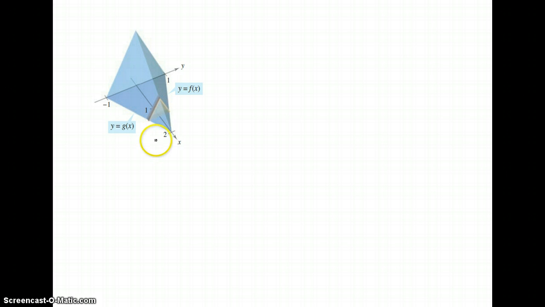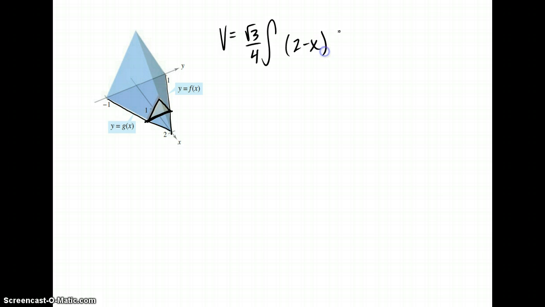Okay, so this figure is in your book. Here's f of x. This is what we drew. Here's g of x. And then the solid that's formed, these cross sections are equilateral triangles. So notice that the side we're looking at, that was the difference of the functions. So volume, square root of 3 over 4, integral of the side squared.